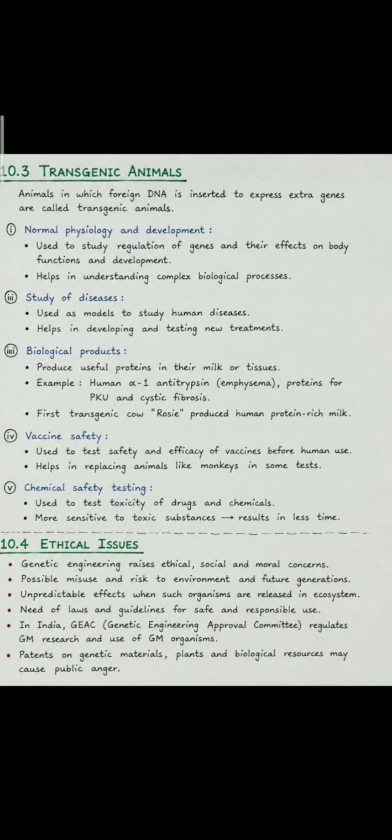Means transgenic animals can be specifically designed to allow the study of how genes are regulated and how they affect the normal functions of the body and its development. Example: study of complex factors involved in growth such as insulin like growth factor, by introducing genes from other species that alter the formation of this factor and studying the biological effects. And study of diseases: they are used as models to study human diseases and help in developing and testing new treatments.